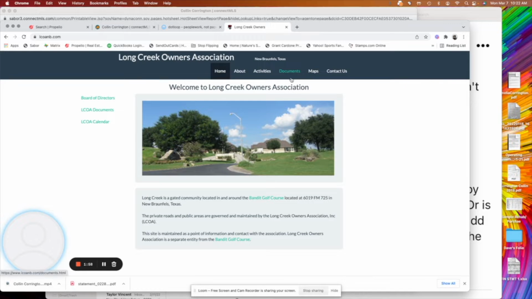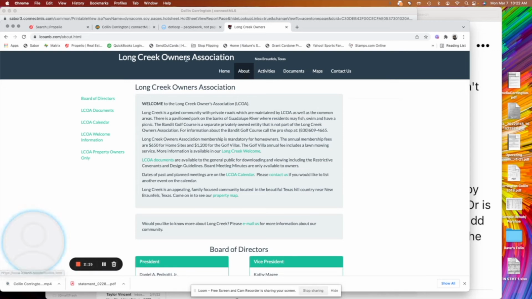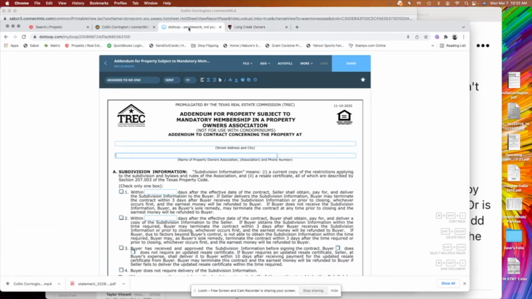So you can get a lot of the information you need for the documents, the covenants, all this stuff beforehand, so you can review them to see if your clients are okay with that. I highly recommend you do that because it's kind of a pain in the butt and it costs money to get all this stuff. So go check these things out. A lot of the information will be here as well. So going back to figure this out, the name of the property owners association would be Long Creek HOA, right?